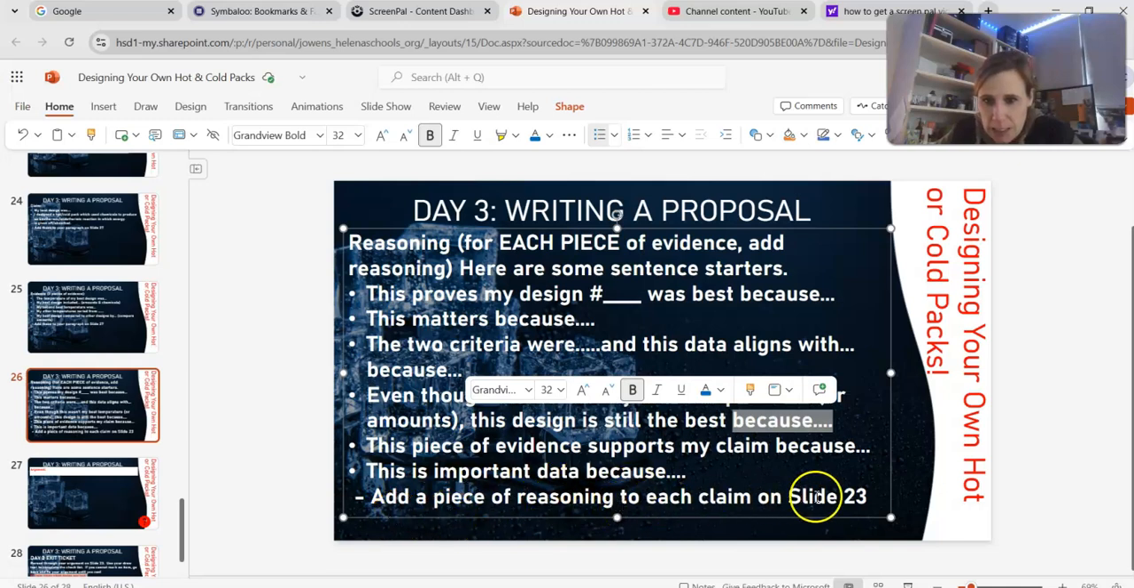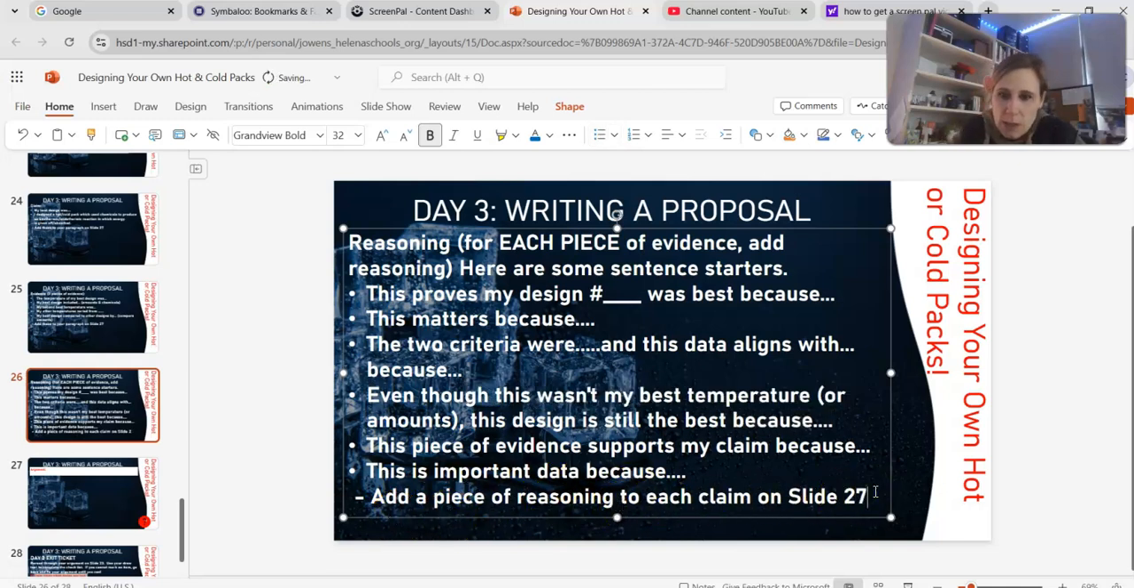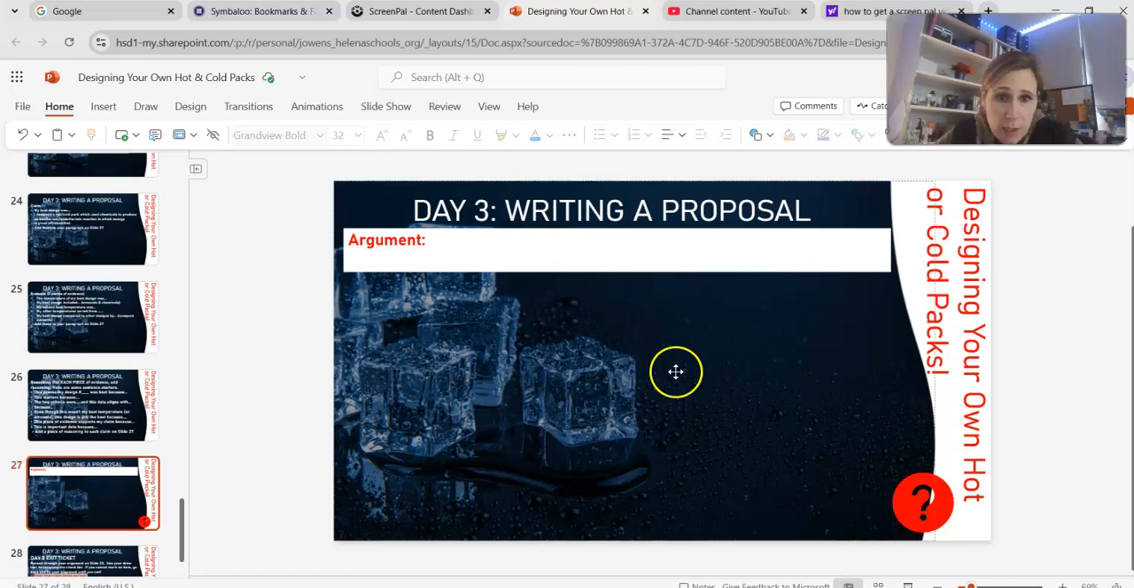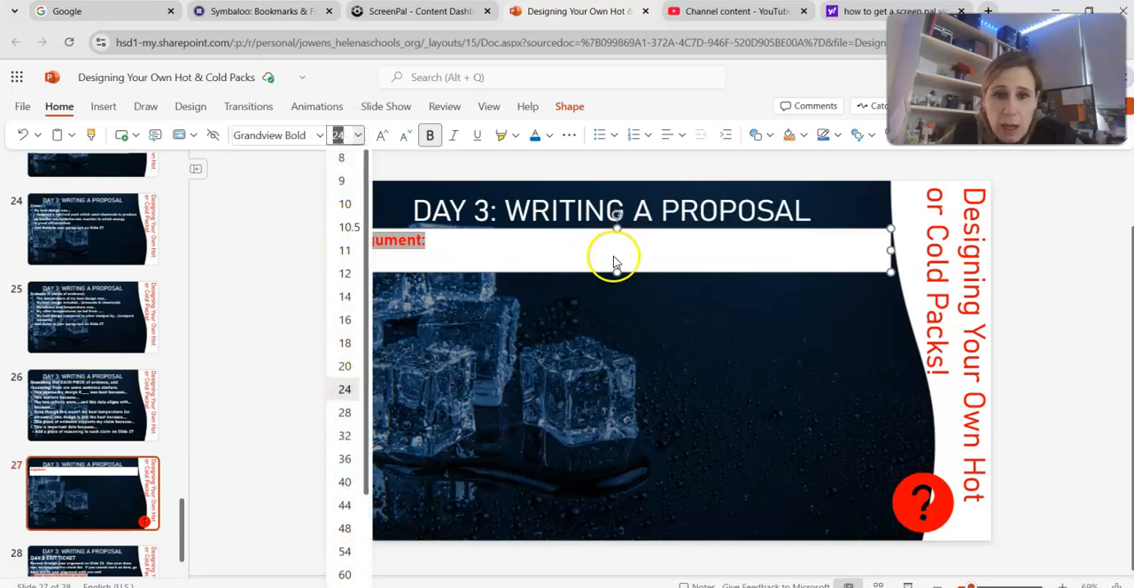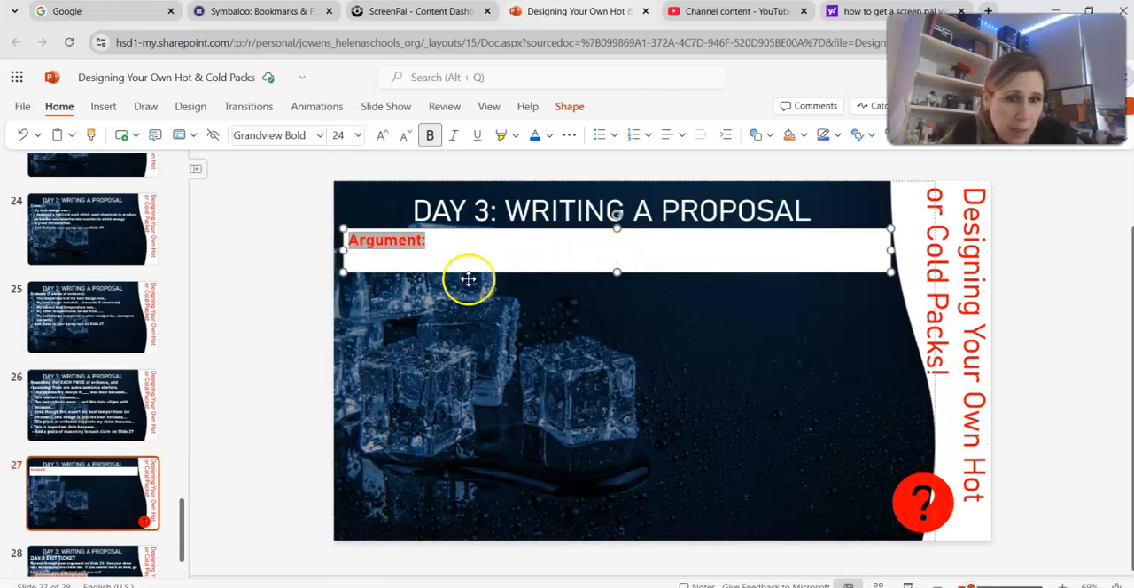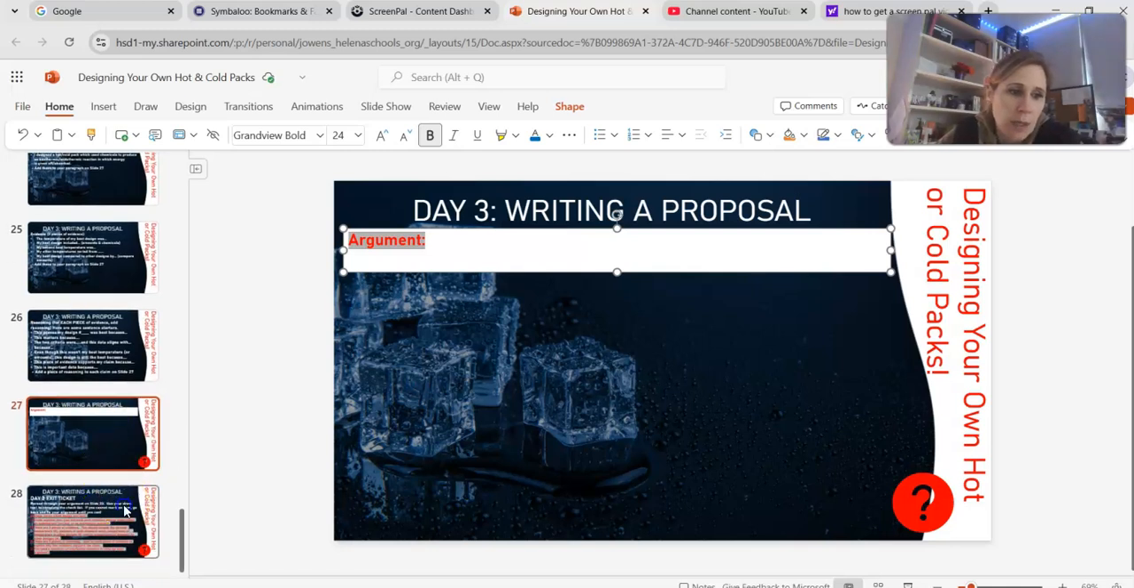And then add a piece of reasoning to each slide on claim 27. So again, every time you have a piece of evidence, you guys should follow up with a sentence explaining why it is important. You're going to write your argument here. If you need to, you guys can highlight and make your text smaller if it's not fitting. So you guys will start again with your claim, then follow up with one of your pieces of evidence, followed by your reasoning for that piece of evidence, then your second piece of evidence, second reasoning, third piece of evidence, third reasoning, and then finally write one closing statement.